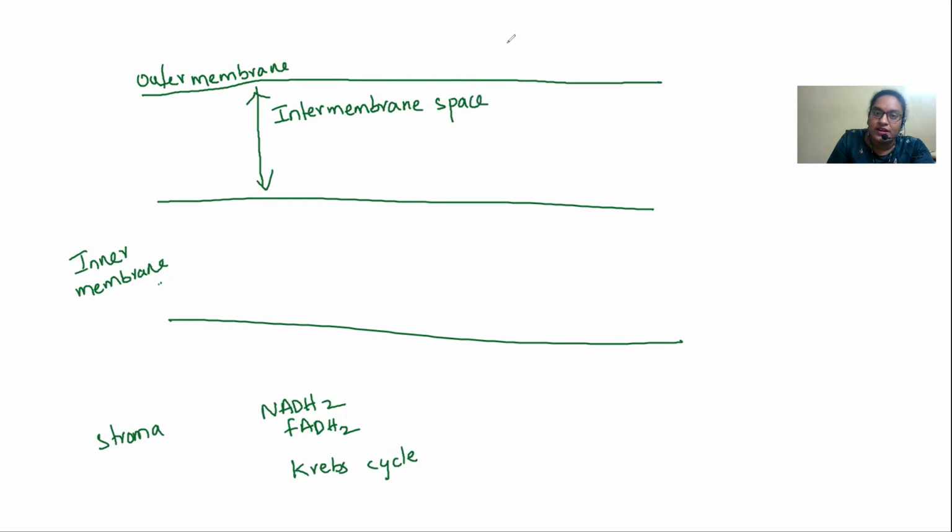Now, children, I told you that inside these inner membranes there are some protein complexes, right? These enzyme complexes. So I'm drawing it. This is complex number 1.